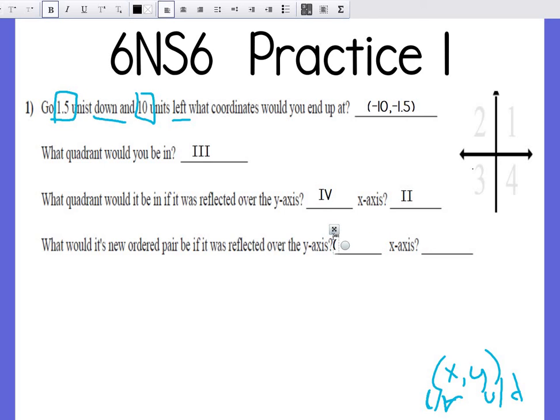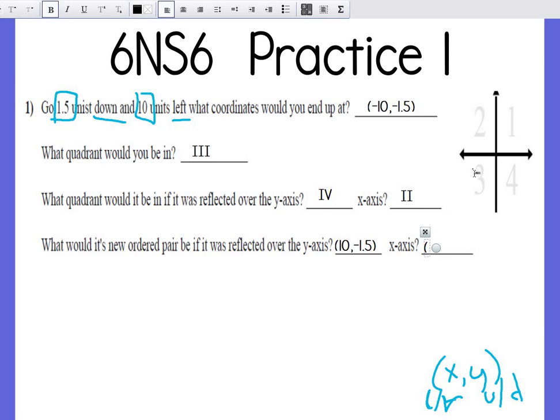Now, for the ordered pair, this is where it gets a little bit tricky. But if you reflect over the y-axis, remember we said it moves left and right. So now instead of being at a -10, it's flipping over and it's going to be at a +10. But it didn't move up at all, so it's still at a -1.5. So when I reflect over the y-axis, it's my x that changes.